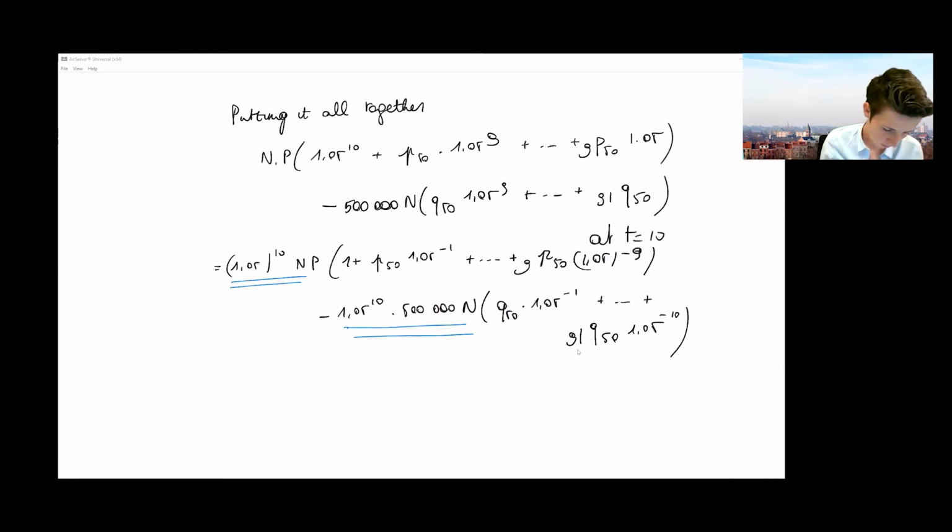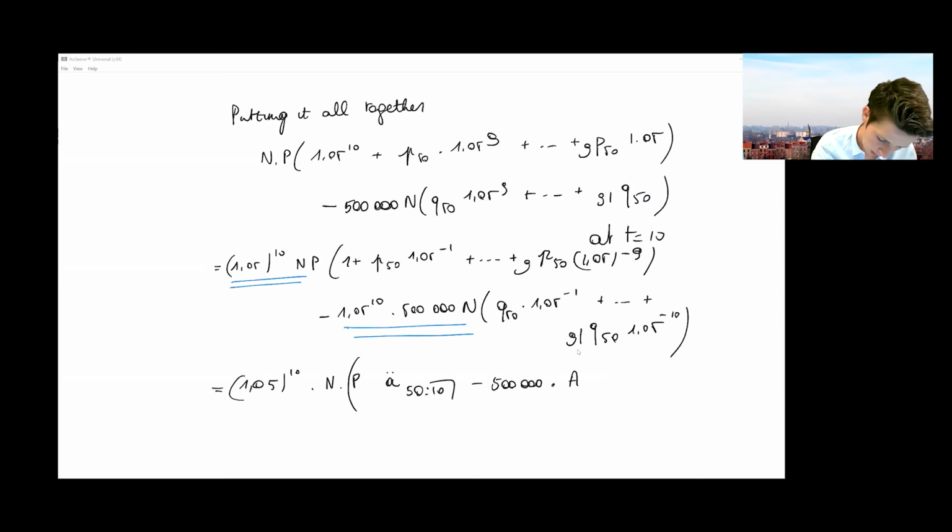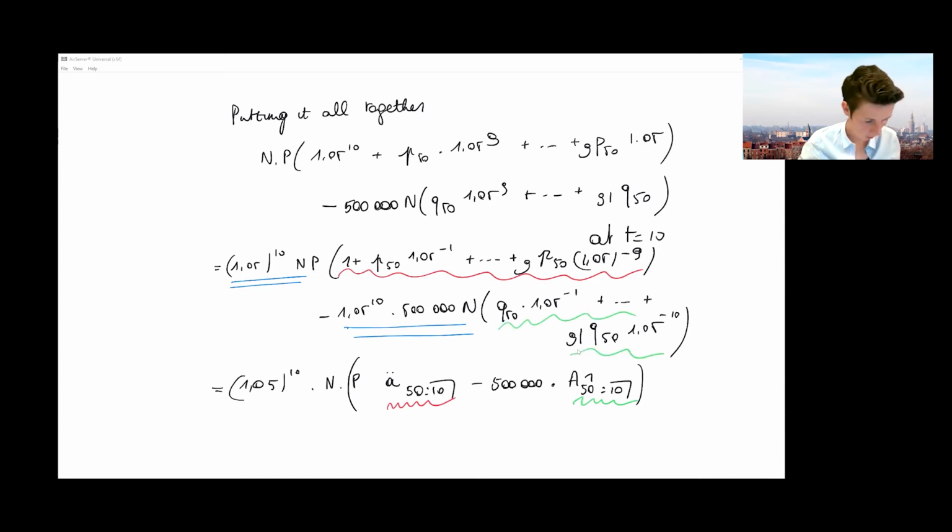So putting that all together, I have 1.05 to the power 10 times n times p, and then the EPV of my term life annuity, minus the 500,000 euro multiplied with my 10-year term insurance. So here we see that this is the expression that we had over here, and the expression that I recognize here is what I had between the brackets.